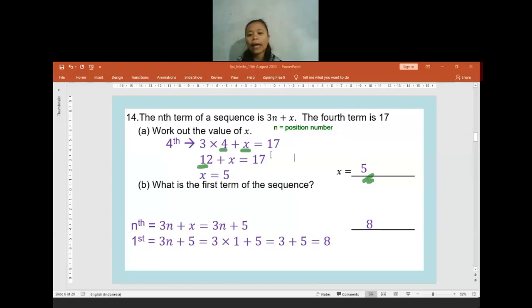After we have the x, we can go back to the nth term. The nth term is 3n plus x. We already found the value of x, which is equal to 5, so it will be 3n plus 5. Because we have to find the first term, we replace the letter n with 1. So it will be 3 times 1 plus 5. 3 times 1 is 3, and 3 plus 5 will be equal to 8.